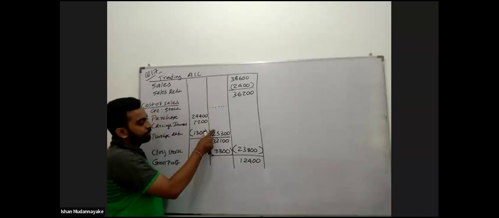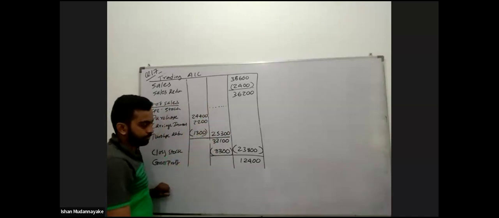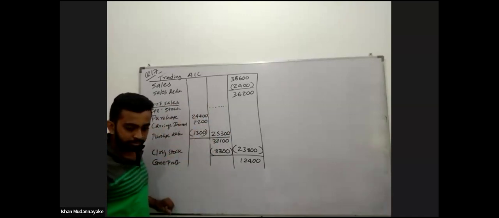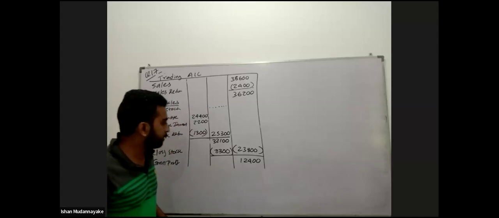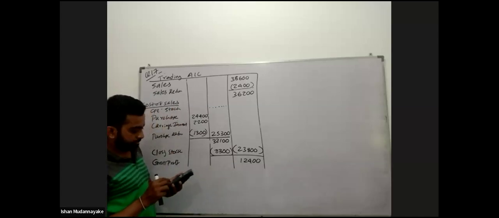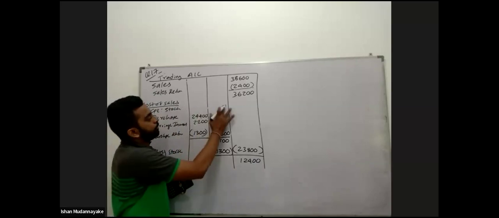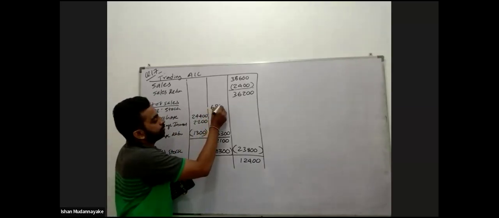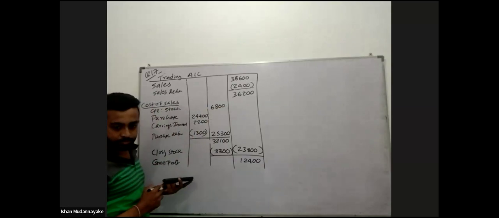32,100 minus 25,300. Then you can calculate opening stock. Backward. Clear, Dakshani? Clear, sir. Right. 32,100 minus 25,300, 6,800 opening stock. That's the answer.